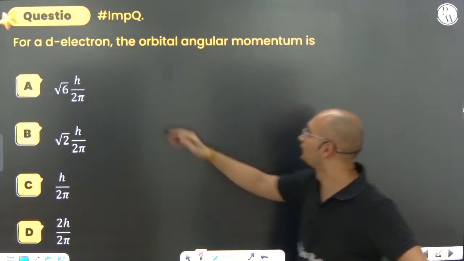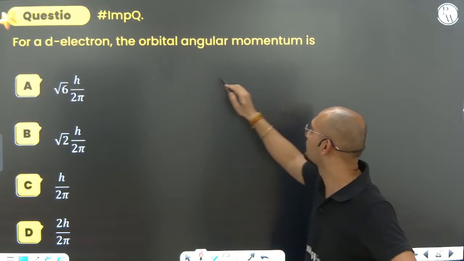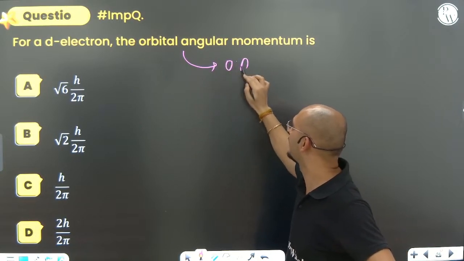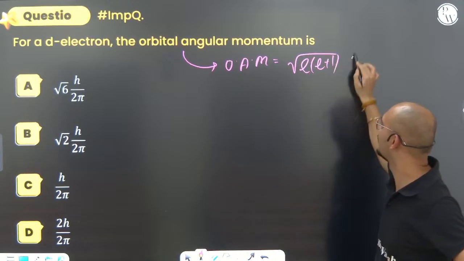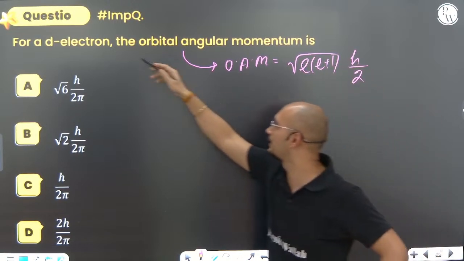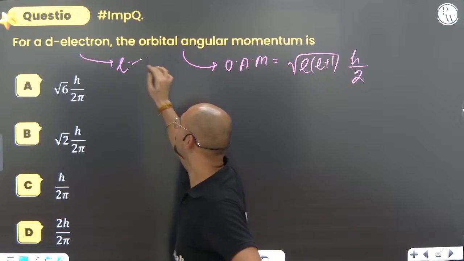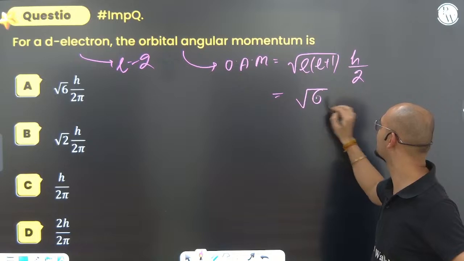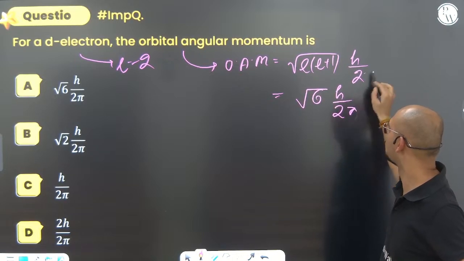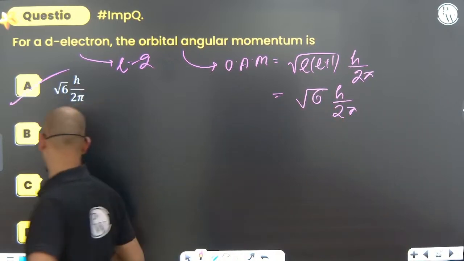Next one. For a d electron, what is the orbital angular momentum? OAM equals root of L into L plus 1 into h by 2 pi. What is the L value for a d electron? L value is 2. Root of 2 into 2 plus 1, that is root 6 into h by 2 pi. So just see that, A.